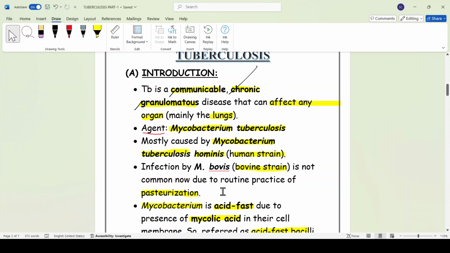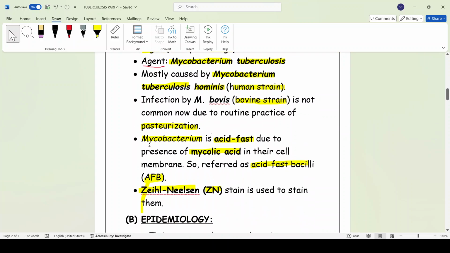In the present scenario, the practice is that before consuming milk, we boil the milk. As a result, infection by Mycobacterium bovis is not so common nowadays.